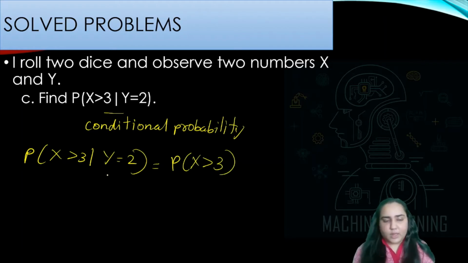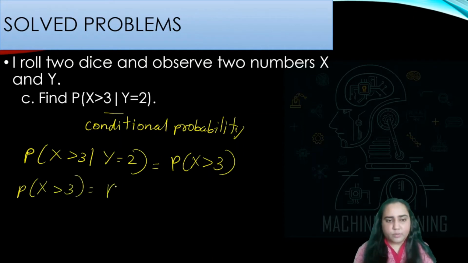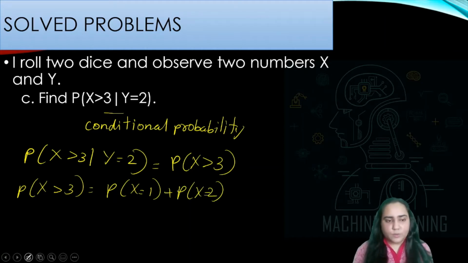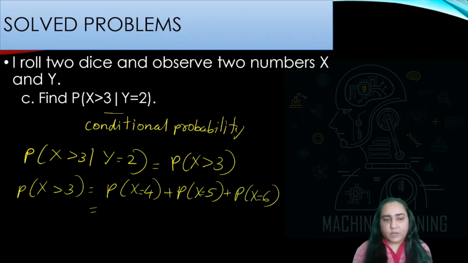And probability of x greater than 3 is simply probability of getting x equal to 1 plus probability of getting x equal to 2. Sorry, it's not going to be x equal to 1 and 2, it's going to be the opposite. So I'll just remove this part. So probability of x equal to 4, x equal to 5, and x equal to 6. That is what I have to find out. All are greater than 3. We don't have any other numbers.